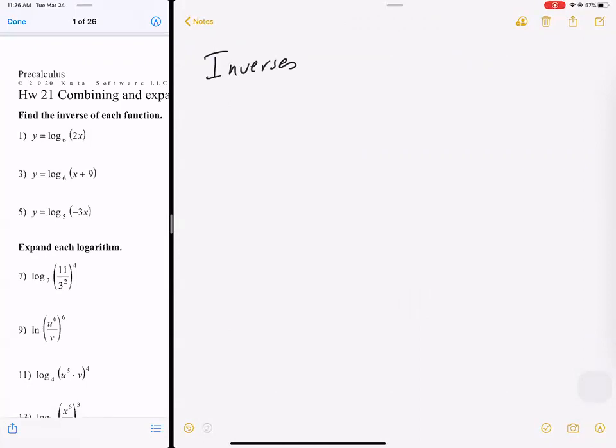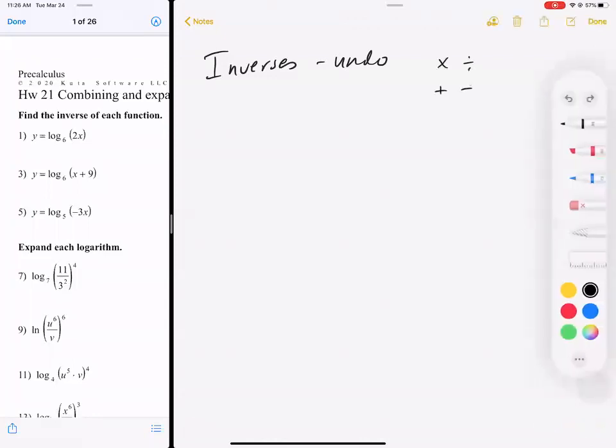Okay, we're doing inverses. And inverses is the undo operation. And we're going to say the inverse of multiply is divide. The inverse of plus is subtract. And we can go both ways with that. So inverse of divide is multiply, inverse of subtract is add.